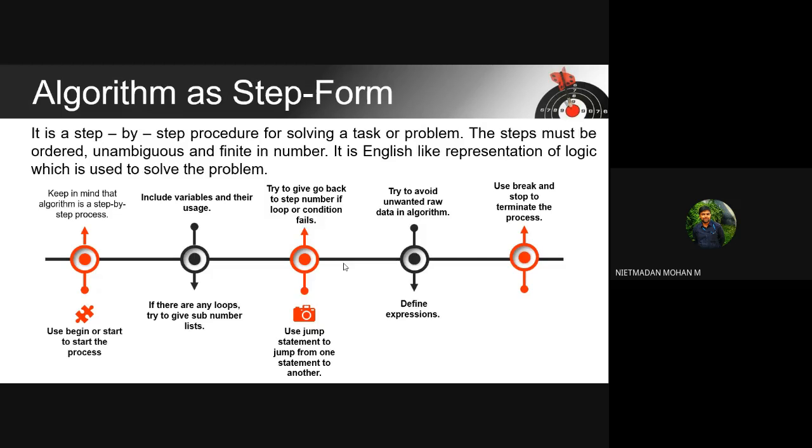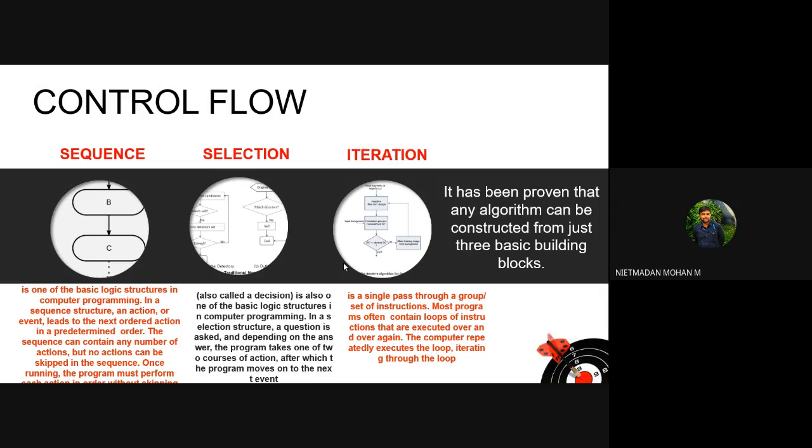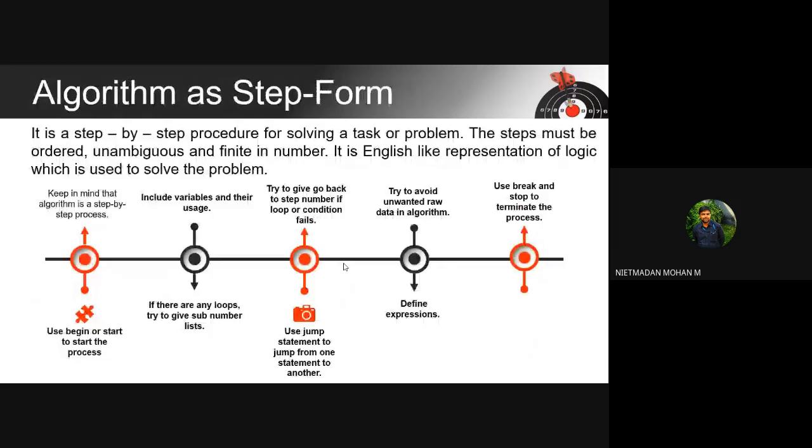While going with the selection and iteration process, looping statements will be there, and we want to give sub numbers. If your program is too big, you want to give a sub number list also, and try to go back to the step number if the loop or condition failed. We have discussed that go back statement. If the condition is true, then you go to this step. If the condition is false, then go to that step. So that is a go back statement. And use a jump statement to jump from one statement to another.